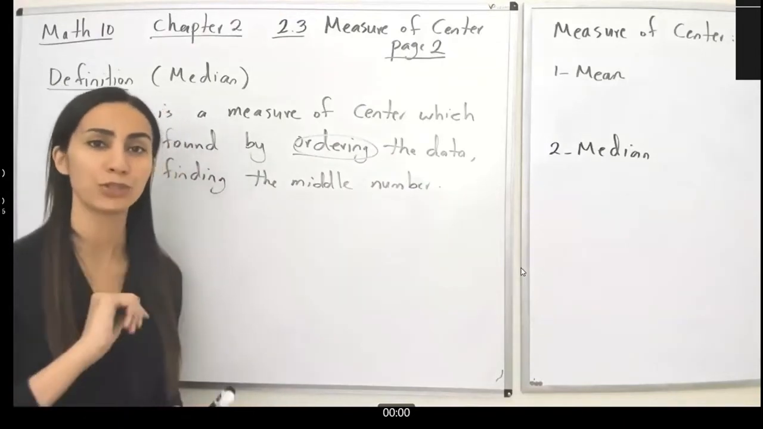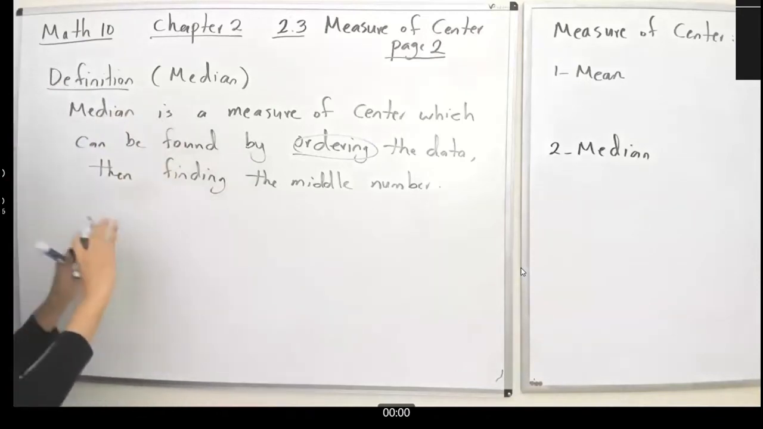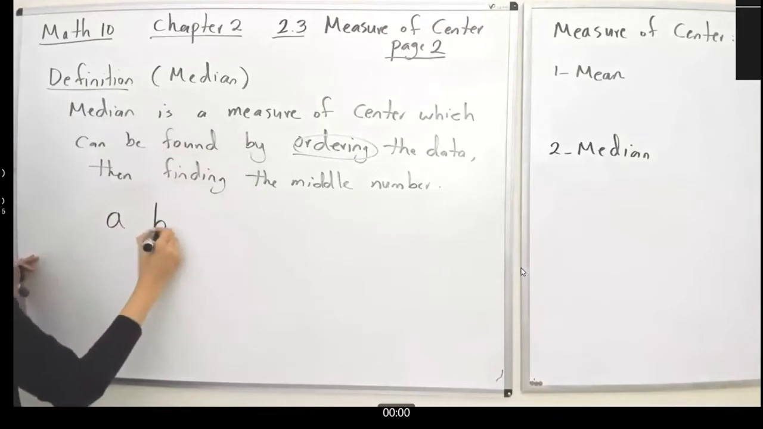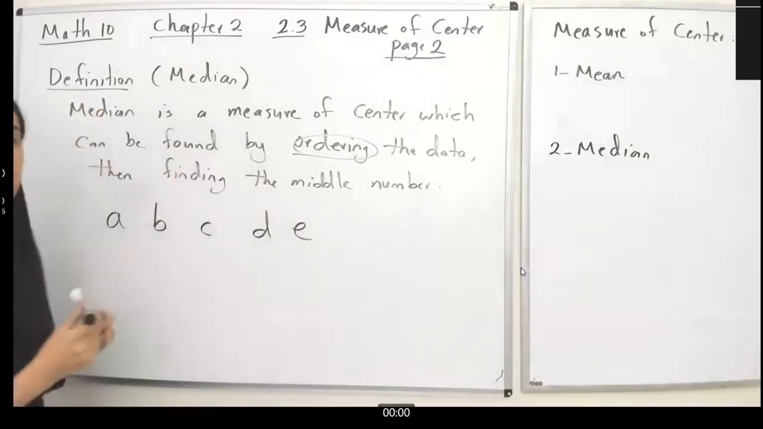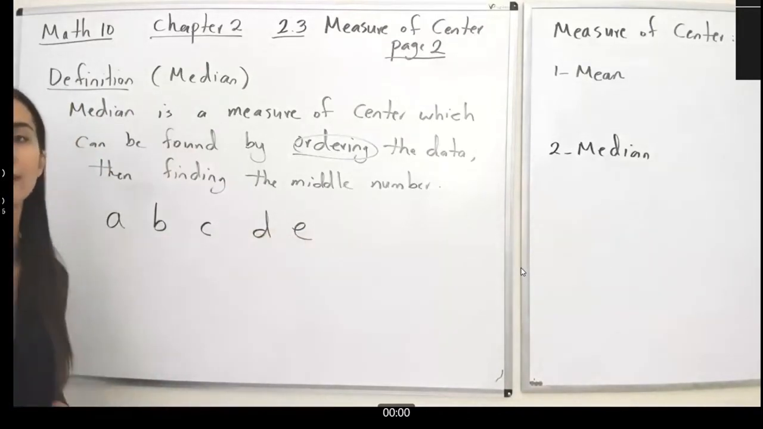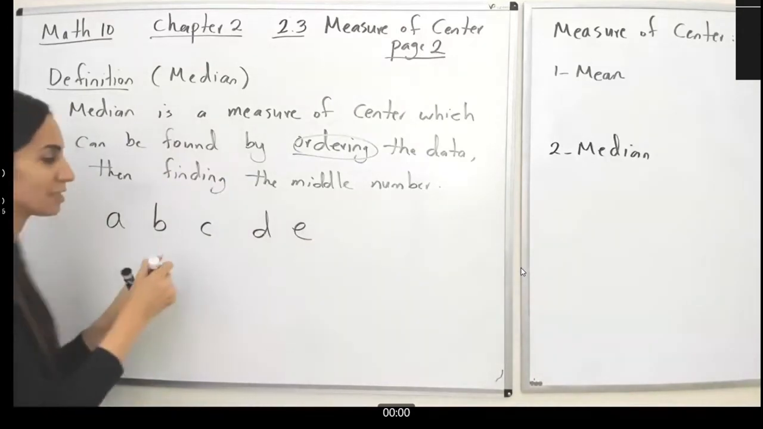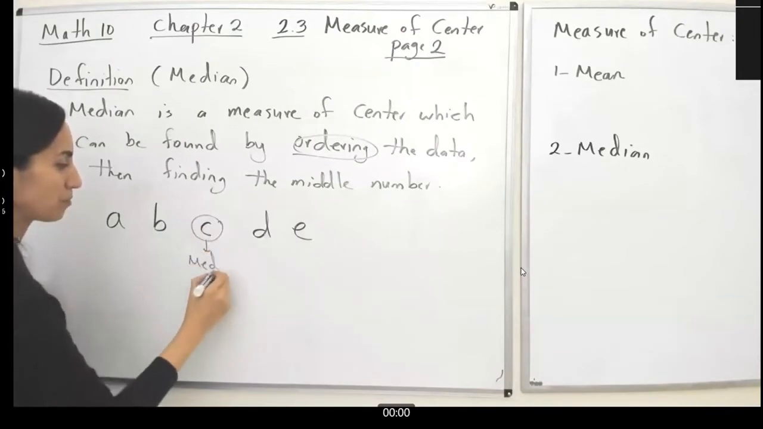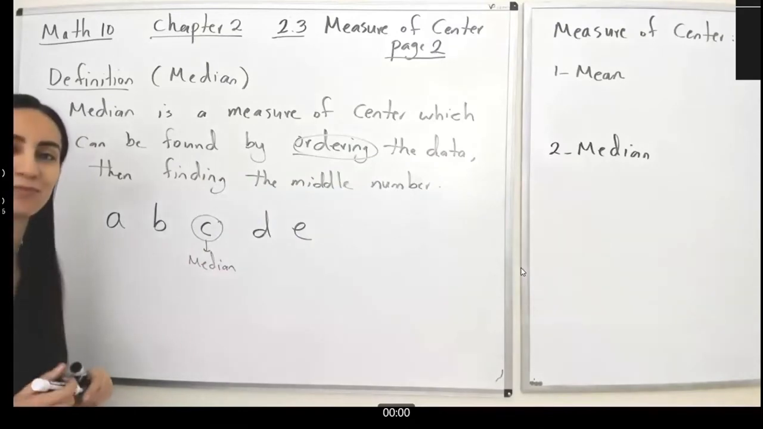Here you have two cases. Suppose I have ordered these data values. I have A, B, C, D, and E. It's written in order. What is the middle value? The middle value is going to be C. So you say, the median of the data is C.